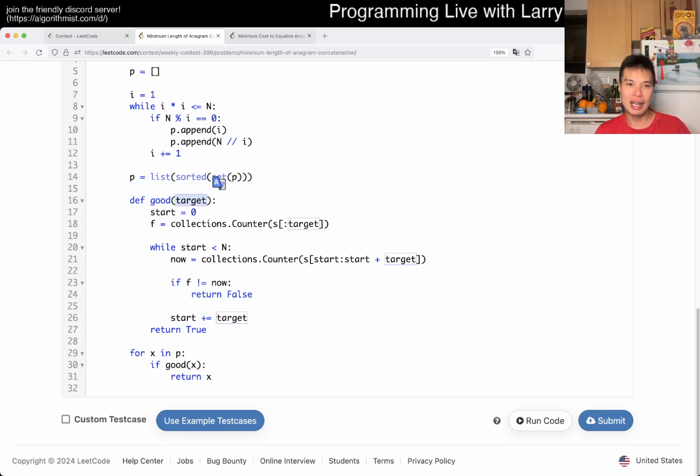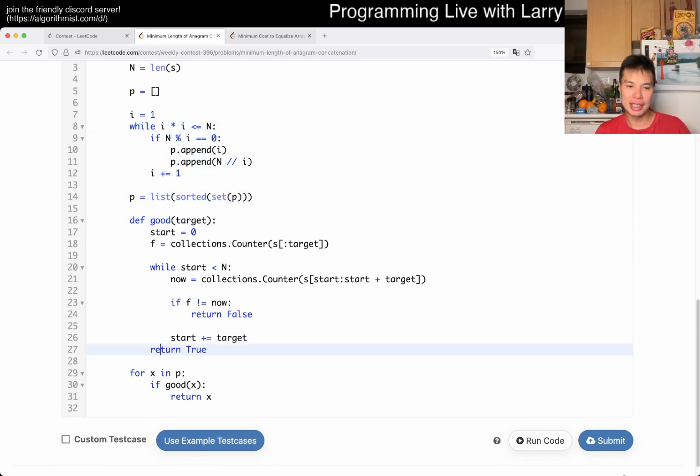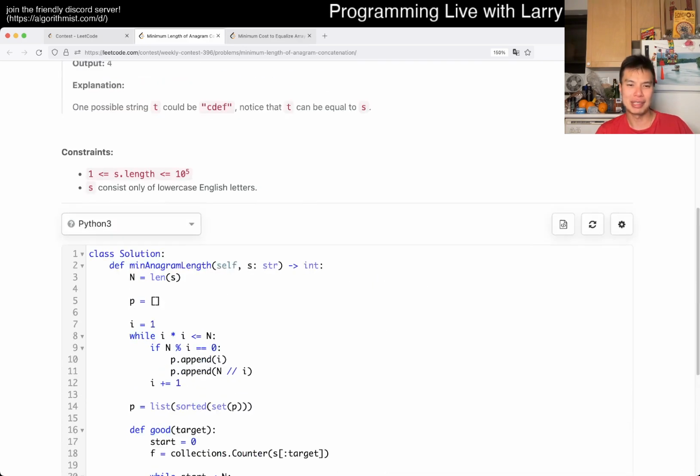So then here, after getting all the divisors, I just check to see if x is good. If x is good, we return it, and of course the last possible value is going to be n, so that's always going to be good. Maybe I should have an early termination on that, actually. Maybe that'll make it slightly faster.